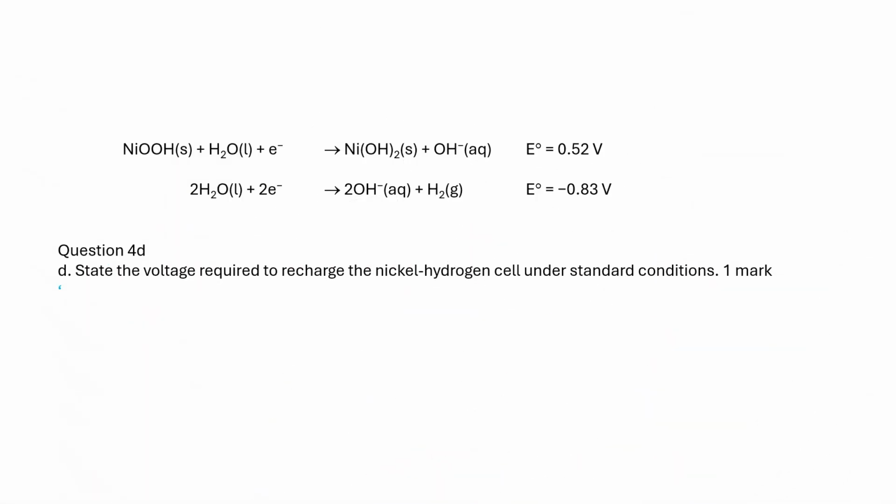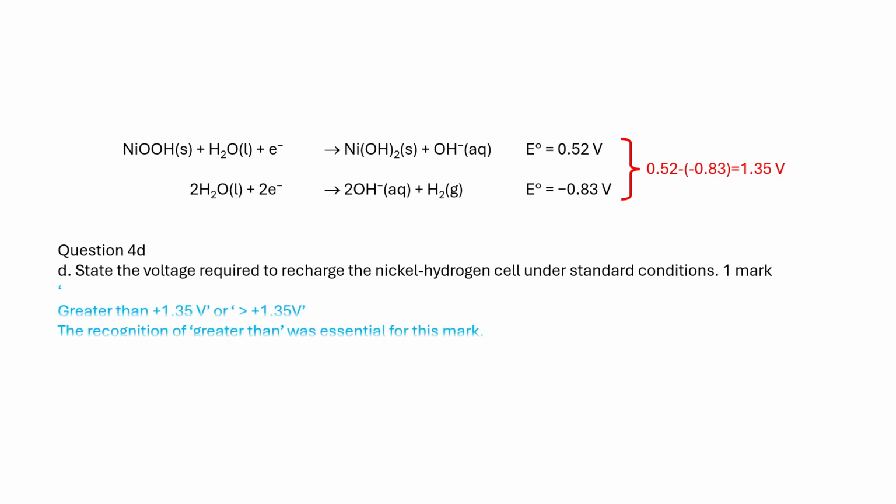Under standard conditions, the potential difference between the anode and cathode is calculated as 1.35 V: 0.52 V minus -0.83 V. Therefore, the voltage required to recharge the nickel-hydrogen cell under these same conditions must be greater than 1.35 V. This greater than criterion is crucial for the mark.